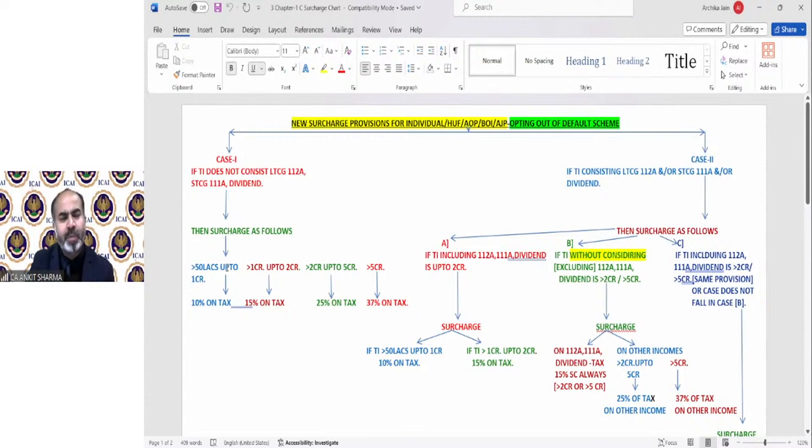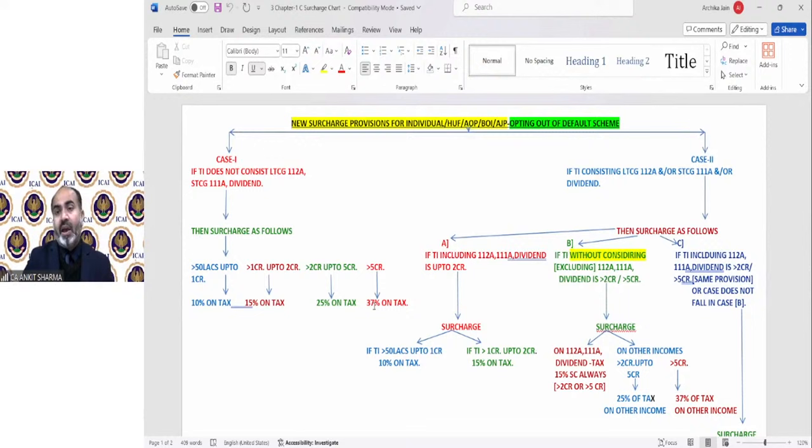It's a normal provision. Up to 50 lakh, there is no surcharge. Okay. So more than 50 lakh, up to 1 crore, that is 10% surcharge on tax. If income is more than 1 crore, then up to 2 crore, the surcharge will be 15%. If it's more than 2 crore, up to 5 crore, it will be 25%. And if more than 5 crore, then it will be 37%. We are talking about if you are opting out of section 115BAC.